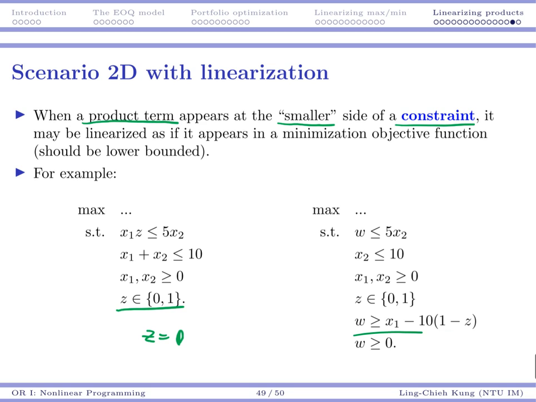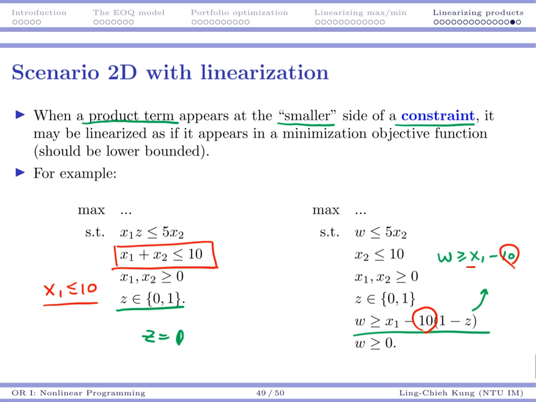So if our z is 0, this constraint becomes w greater than or equal to x1 minus 10. So according to the original formulation, we know our x1 cannot be greater than 10. That's why we have 10 in the new formulation. If our x1 cannot be greater than 10, then the right-hand side here, x1 minus 10, is going to be non-positive. Then because we have w non-negativity, in that case, the non-negativity constraint is going to dominate this constraint. So that constraint actually disappears, and our w can be greater than or equal to 0. And to make w as small as possible, w will become 0. And again, that makes w equal to x1 times z. So that's how this constraint, this reformulation works.